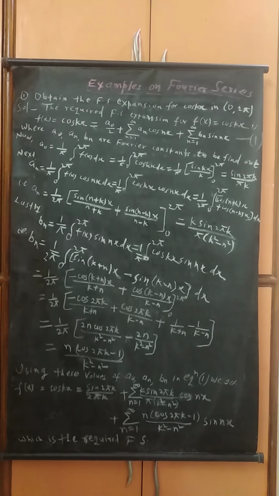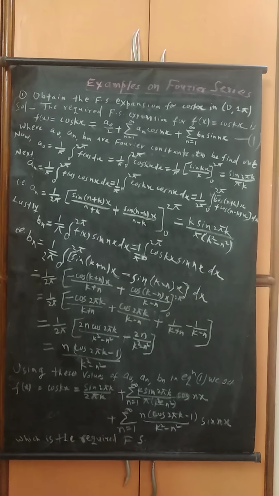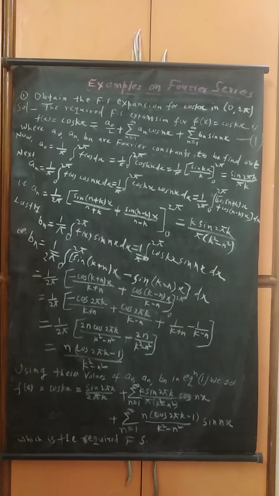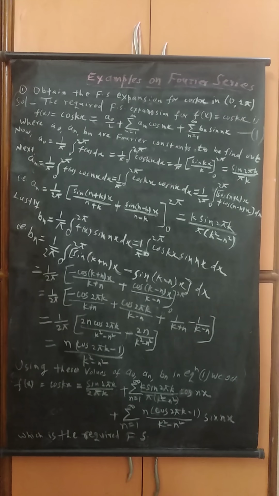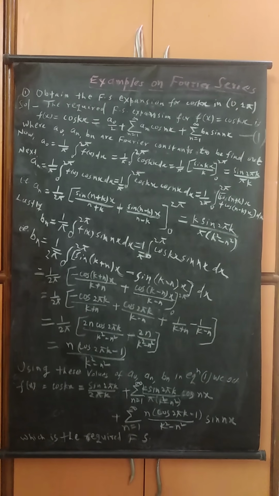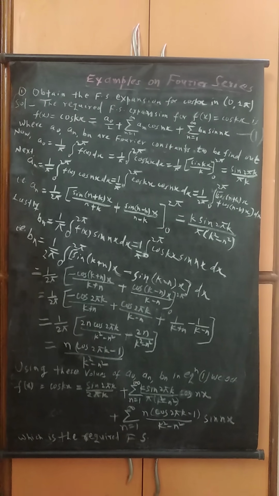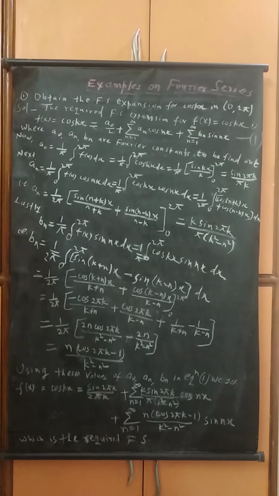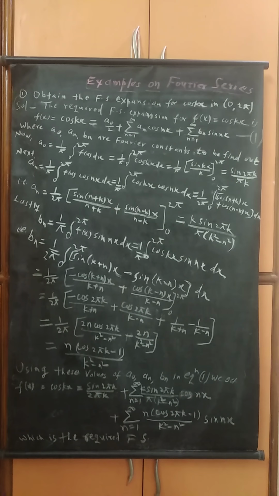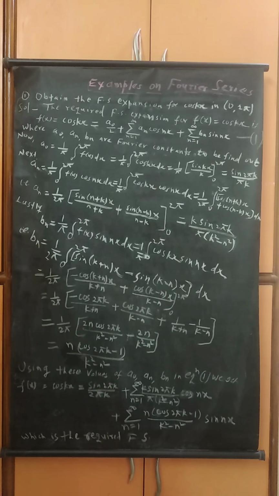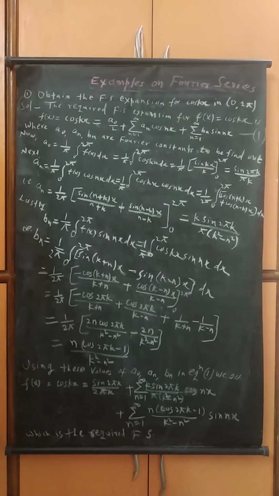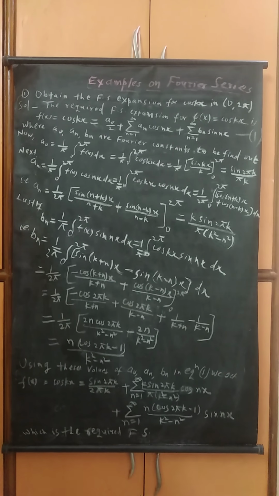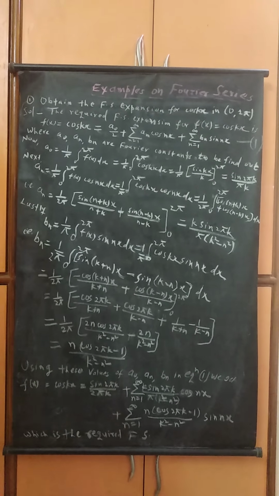cos kx. f(x) = cos kx = a0/2 + summation an cos nx, where n takes values from 1 to infinity, plus summation bn sin nx. Here also n takes values from 1 to infinity, where a0, an, bn are constants called Fourier constants, and we have to find these Fourier constants to find the answer.